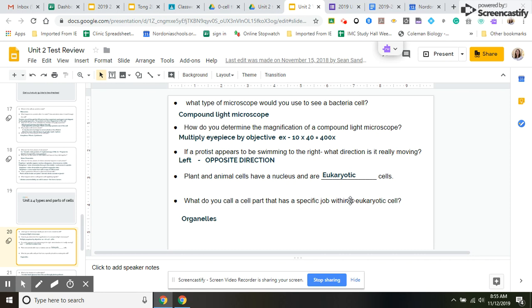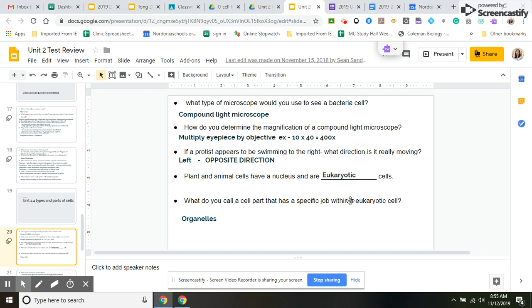So what type of microscope do we use? Well, we used the compound light microscope to see single cells like a bacteria cell. To figure out the magnification, we multiplied the eyepiece times the objective. So on our microscopes, it was 40, 100, and 400 times magnification total.